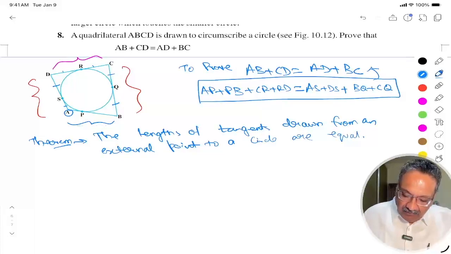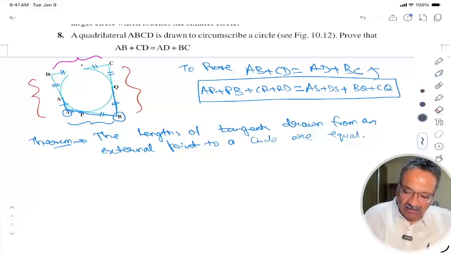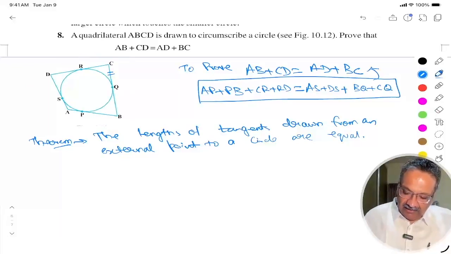That means A is the external point. From the external point you have drawn the tangents AP and AS, so AP will be equal to AS. Similarly, from B you have drawn the two tangents BP and BQ, so these two will be equal. And similarly CQ will be equal to CR and SD will be equal to DR. So we will just write those things.